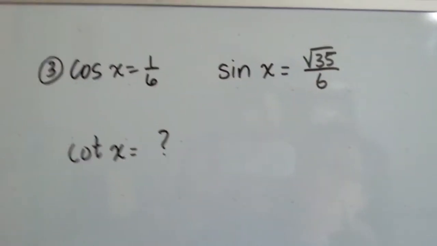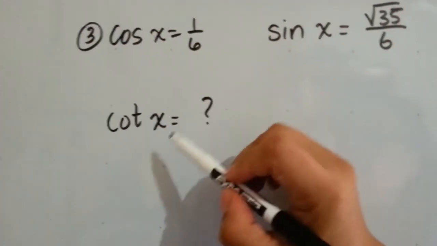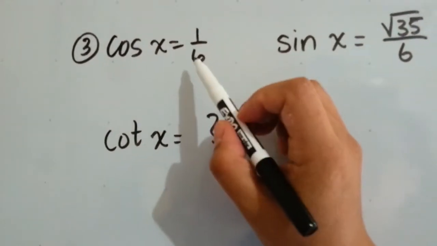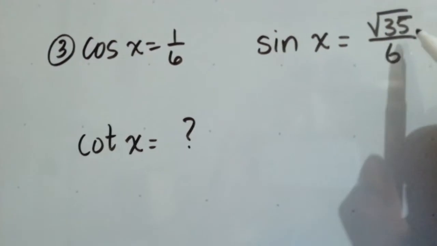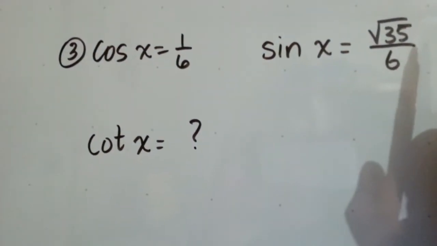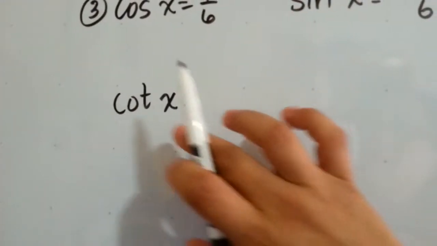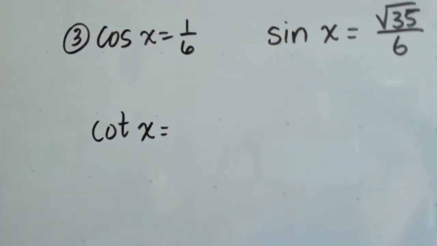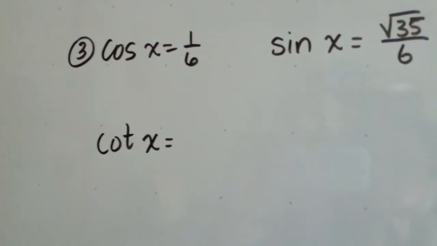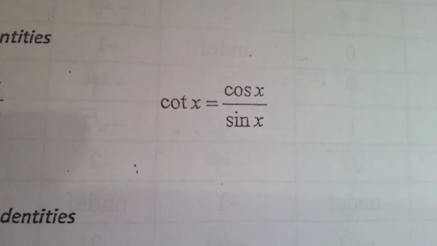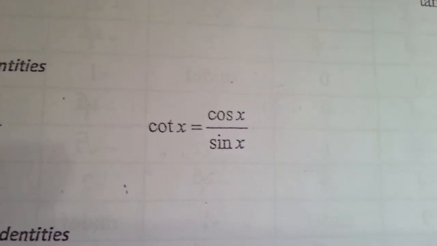Question number 3 wants to know about the cotangent of x. They've given you that the cosine is 1/6 and the sine is the square root of 35 over 6. So what's the relationship between the cotangent and these two? Let's go to the trig identities. And we can see that the cotangent of x is the cosine divided by the sine.